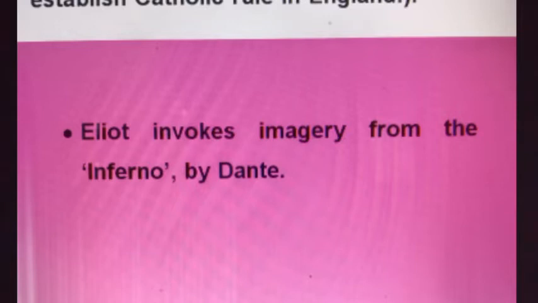T.S. Eliot invokes imagery from the Inferno, written by Dante. In the poem, we can also see T.S. Eliot using imagery related to Dante's work Inferno. Inferno is a part of Dante's work, the Divine Comedy. So the Divine Comedy is divided into different sections, and one section is Inferno.